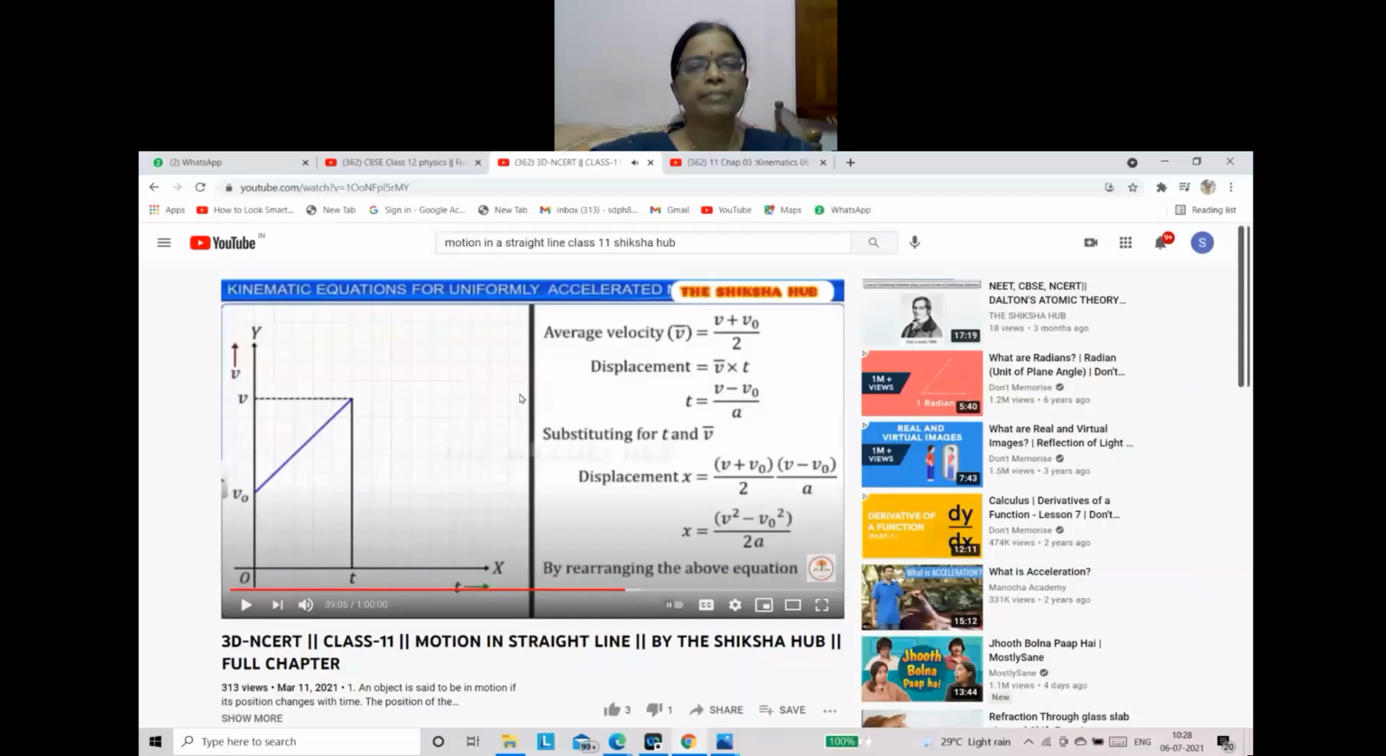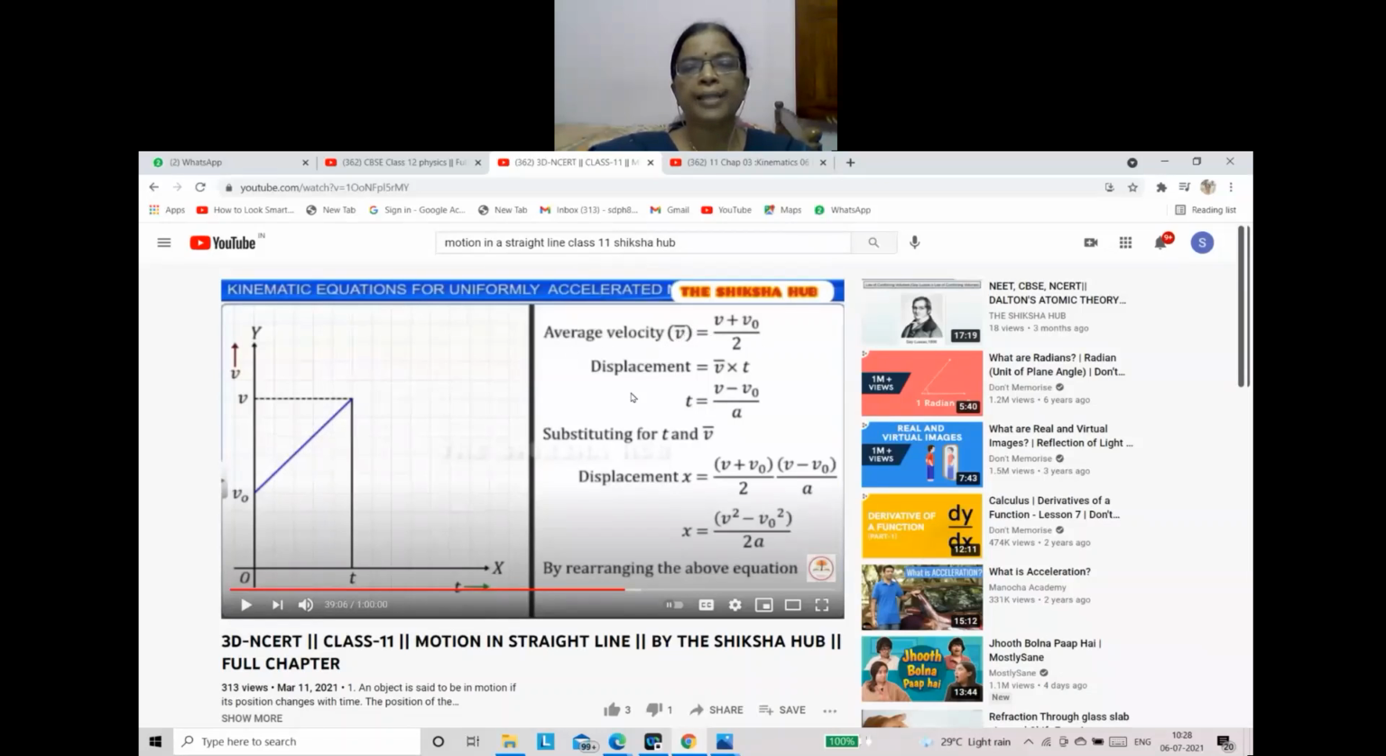Another equation we can derive is average velocity. See, initial velocity is v0, final velocity v. The body is moving with uniform acceleration. Average means we have to find the mean: v plus v0 by 2. That is average velocity. You can use this only when the body moves with uniform acceleration. If it is non-uniform, please children, don't use this equation. For uniformly accelerated motion, you can find average velocity by initial velocity plus final velocity by 2.